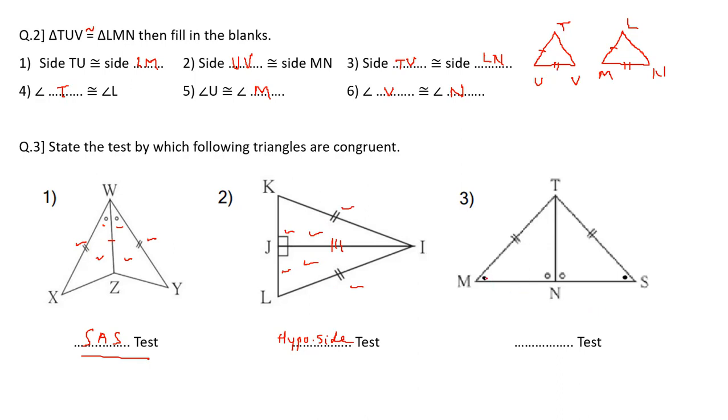Here it gives two angles and one side, meaning we always know that side angle angle test means SAA test.